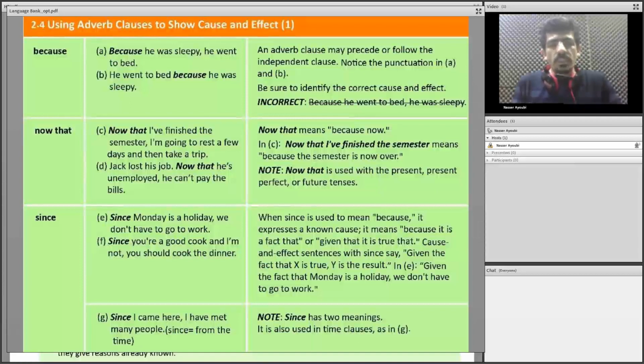If the adverb clause is fronted and placed at the beginning of the sentence, it will be followed by a comma, then we will have the independent clause. When it is used as the second clause, or comes later after the main clause, there is no need for a comma. Be sure to identify the correct cause and effect. So what is cause, what is effect? In this sentence, he went to bed is the effect, and its cause is he was sleepy. Because he was sleepy, he went to bed. We can't say because he went to bed, he was sleepy.